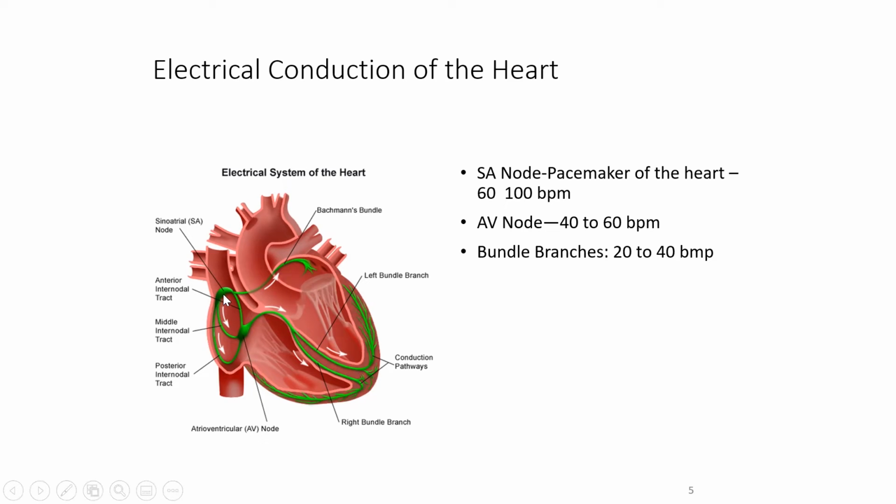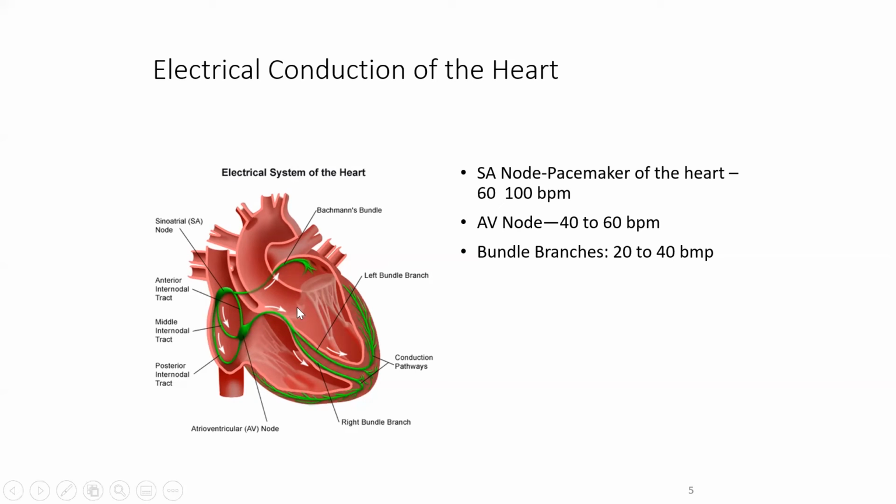Then, after the SA node ignites that electricity, it goes to what we call the AV node, the atrioventricular node. The AV node fires at 40 to 60 beats per minute. Now, if the SA node is not working for whatever reason, then the AV node will pick up the electrical responsibility. But as you know, its rate is lower than the SA node.